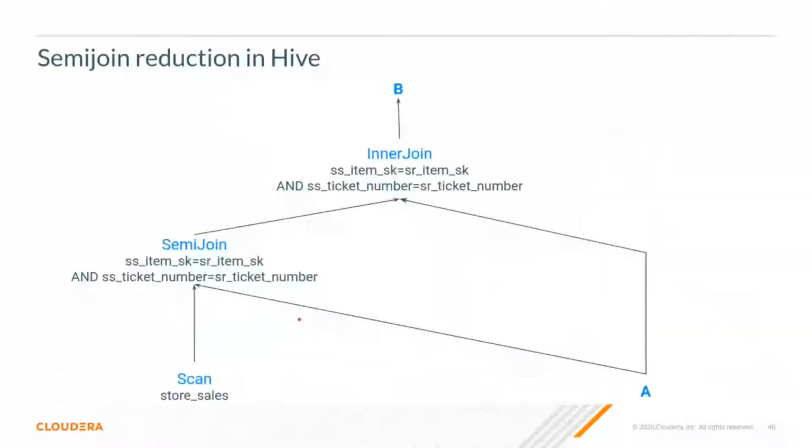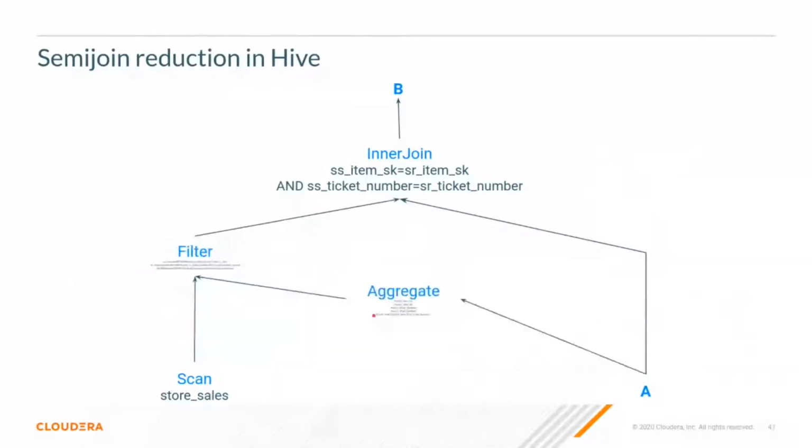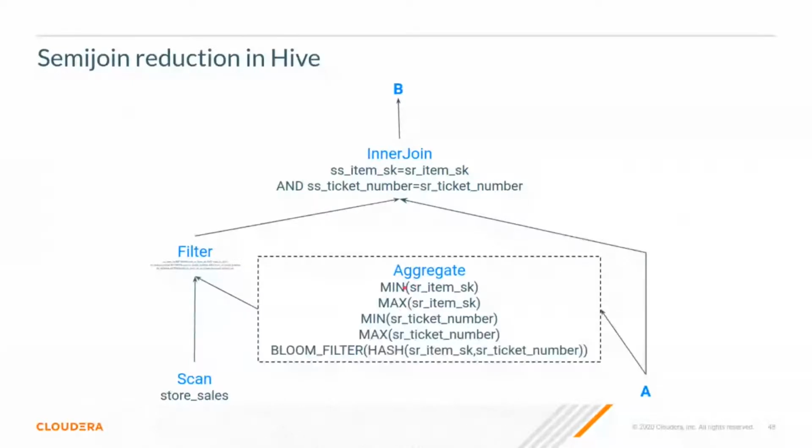Now, let's go a bit more concretely into how it is done in Hive. It is done in 2 steps. We don't have a semi-join here, but we have an aggregation and a filter. For the aggregation, we compute the minimum and maximum for each column participating in the join. And then we create a Bloom filter with the hashes of the values of the columns participating in the join. So here the Bloom filter is actually our summary that is going to be used to perform the semi-join.